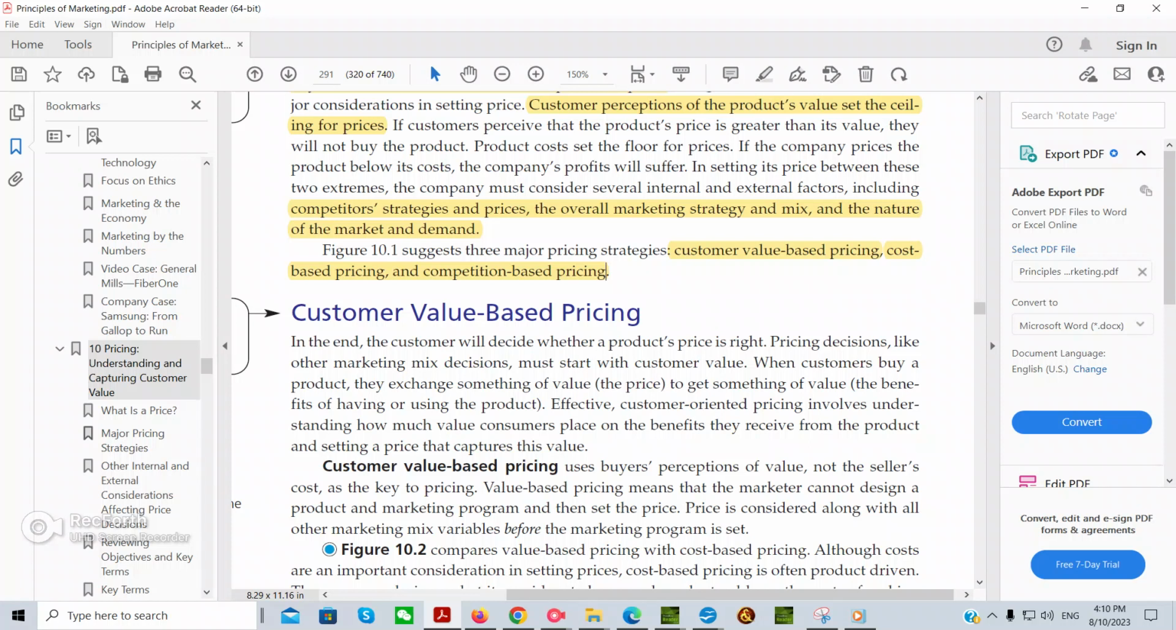In the end, the customer will decide whether a product's price is right. Price decisions, like other marketing mix decisions, must start with customer value. When customers buy a product, they exchange something of value, the price, for something of value, the benefit of having or using the product. Effective customer-oriented pricing involves understanding how much value consumers place on the benefits they receive from the product and setting a price that captures this value.